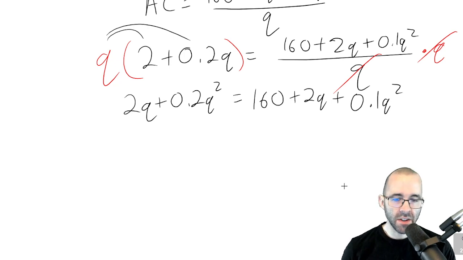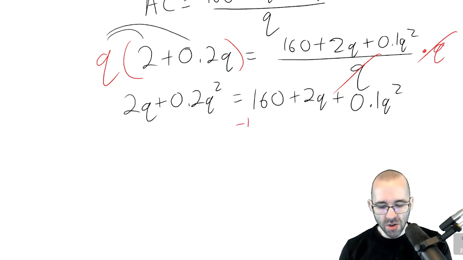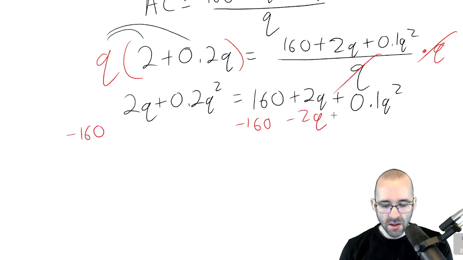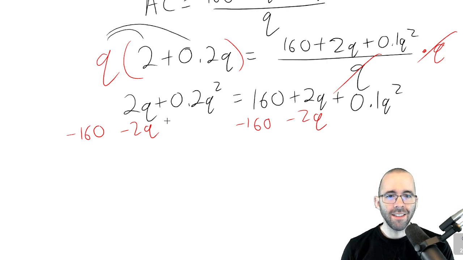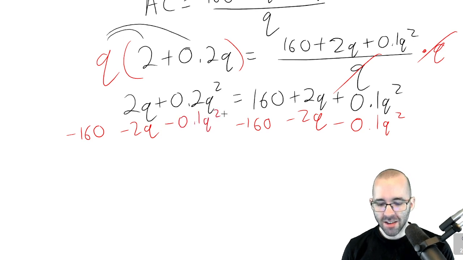Up to you how you do this. I like my q squared term being positive, so I'm actually going to subtract everything over to the left. Ooh, look at that. The two q's are going to cancel. Did not expect that. So now the right-hand side is just 0.